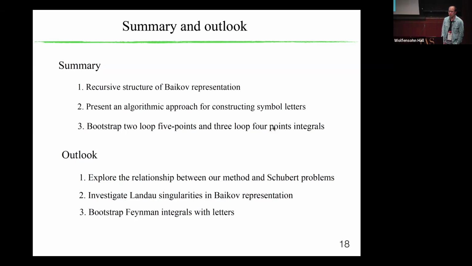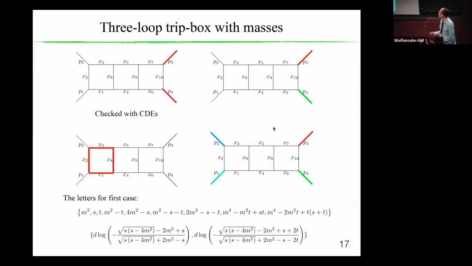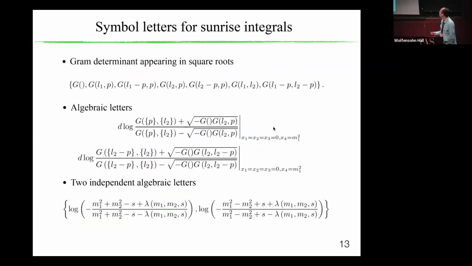So it's known that for sunrise integrals, the Landau singularities are hyperplanes in the space of p squared and masses. How would you interpret geometrically those square roots that you have in your symbols? Sorry, can you repeat? The square roots that you see in your symbols in the forms, like these square roots over there. How would you interpret geometrically what's happening on your parameter space?